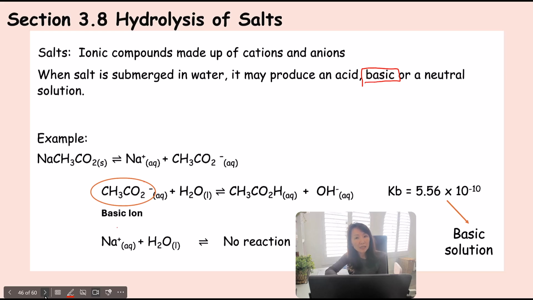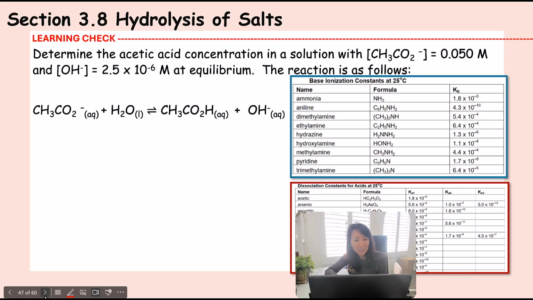So a learning technique based on this would be as follows. It says determine the acetic acid concentration in a solution with CH3CO2 minus equal to 0.050 molarity and hydroxide at 2.5 times 10 to the negative 6 at equilibrium. It's nice that it's already giving me the equilibrium concentrations. The reaction is as follows: you can see the base plucking out an H, so it's formed acetic acid, and then you have a hydroxide here.